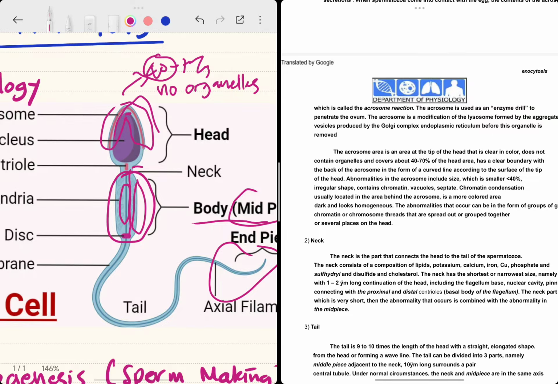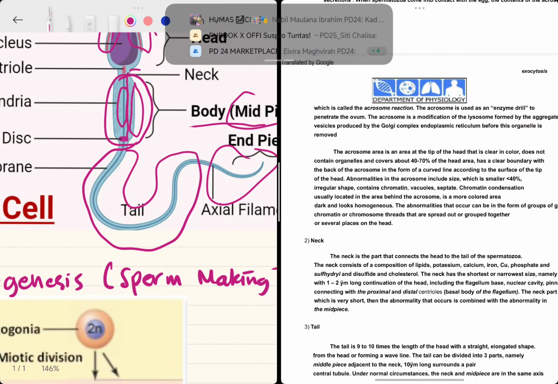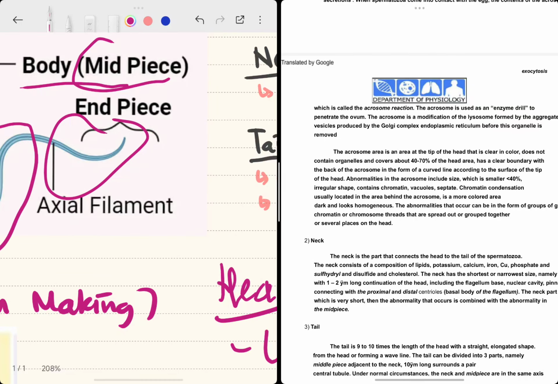For the principal piece, from here to here, this is the longest one, with the fibrous sheath. And the end piece is the terminal one, the last one.